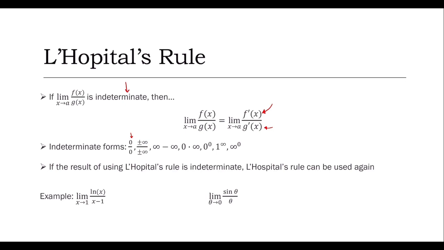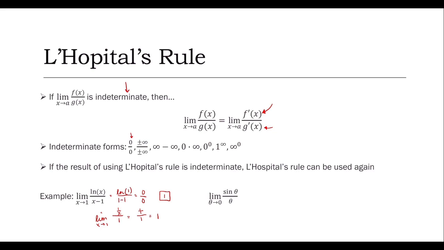So for example, if you have the limit as x approaches 1 of the natural log of x over x minus 1, if you plug in 1, you would get the natural log of 1 over 1 minus 1. The natural log of 1 is 0, and 1 minus 1 is 0, which is one of our indeterminate forms. So we can go ahead and take the derivative of the numerator and denominator and have the limit as x approaches 1. The derivative of the natural log of x is 1 over x, and the derivative of x minus 1 is 1. So this would equal 1 over 1, which is 1. So your limit as x approaches 1 of the natural log of x over x minus 1 is 1.